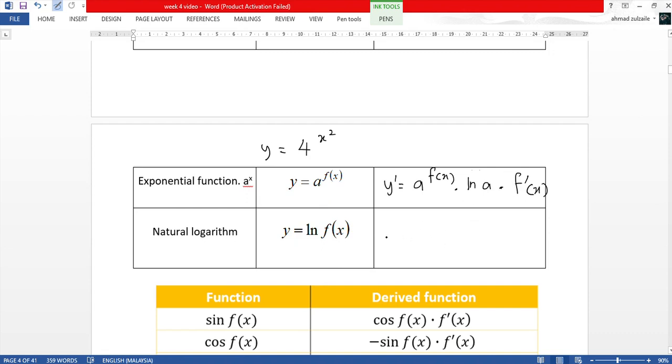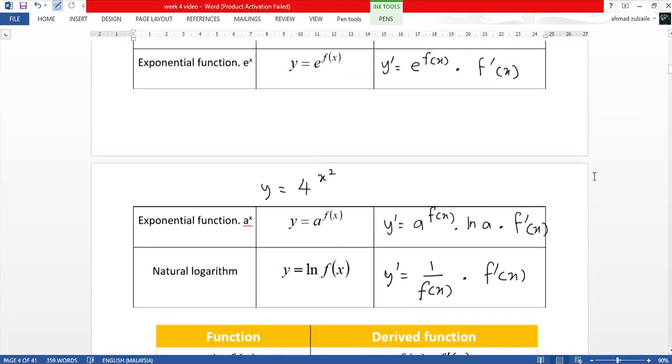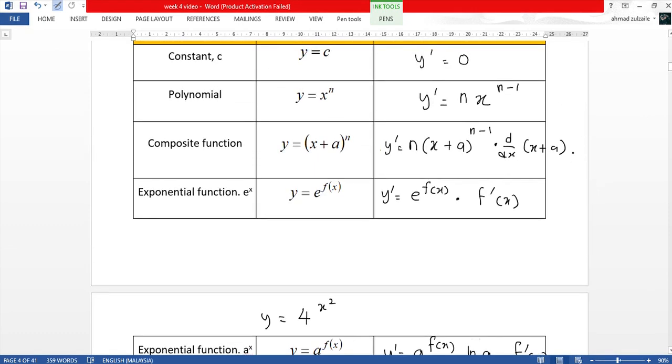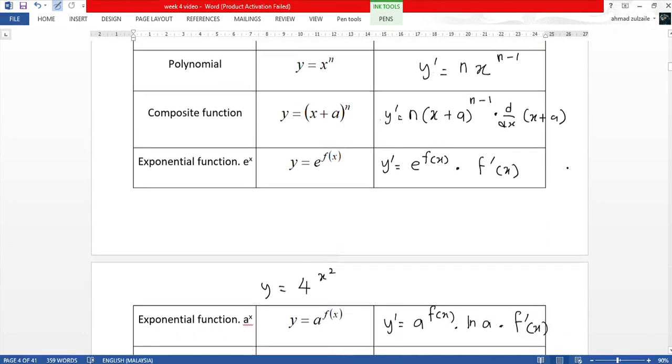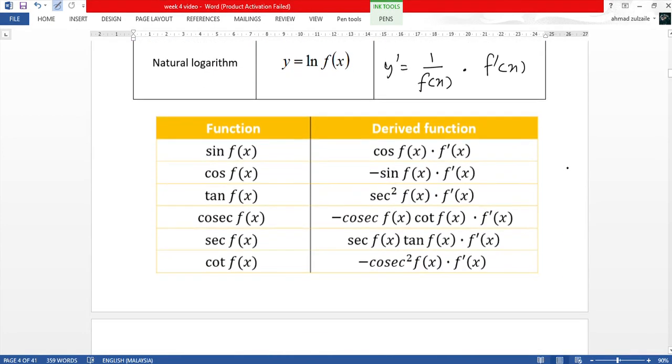Natural logarithm. y prime is equal to 1 over the function. Let's say your function here is an exponential, just copy whatever your function is, and then multiply with f prime x. You can see, starting from the composite function, the last term will be the derivative of the function. Even more so for trigonometric functions, you can see from here your end result, your last term, would be the derivative of the function.